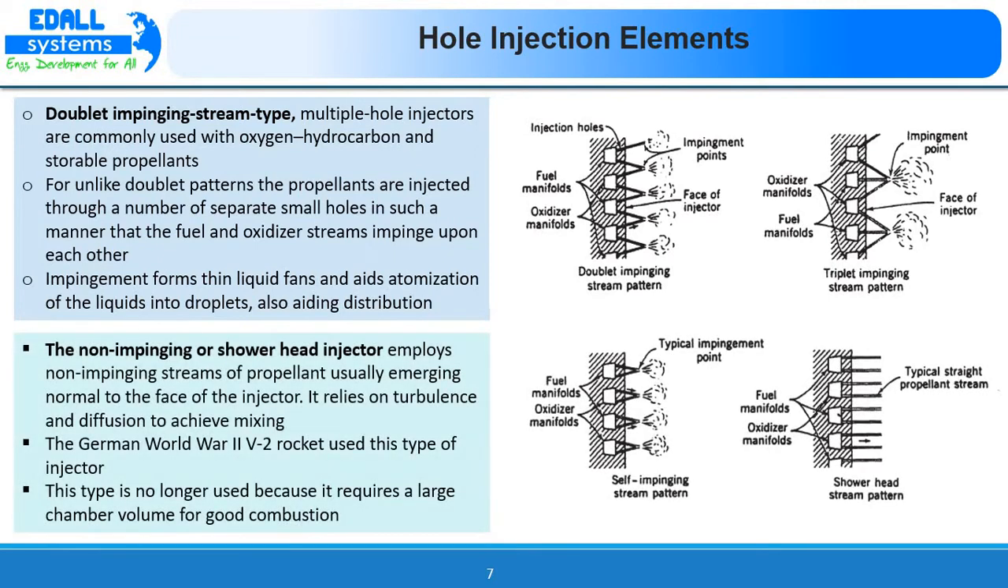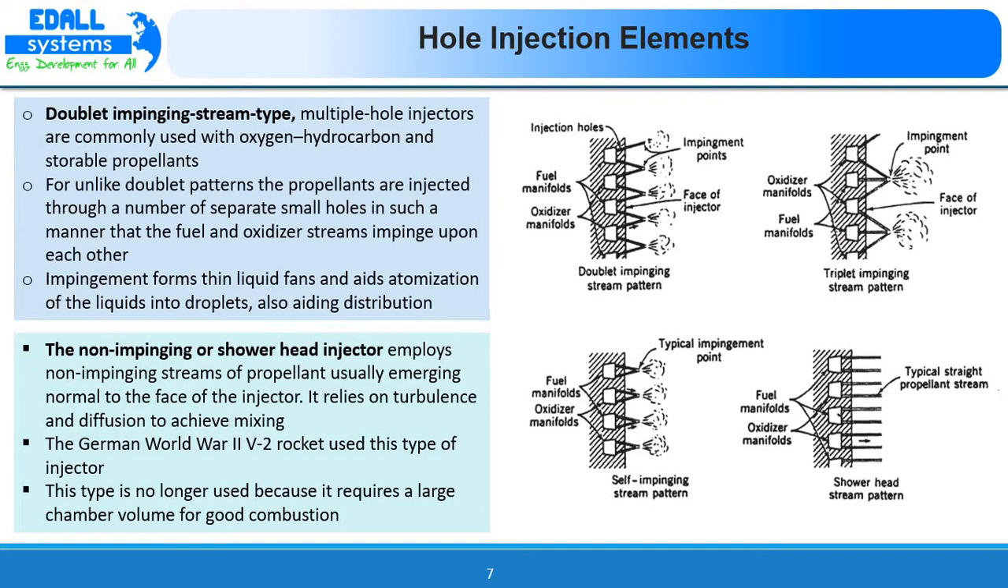Now the next type, that is non-impinging or showerhead injectors, which employ non-impinging streams of propellants, usually emerging normal to the face of the injector. It relies on turbulence and diffusion to achieve mixing. Here we can see each fuel manifold has its own impinging point and each oxidizer manifold has its own impinging point. It is a very simple and the oldest injection element type.